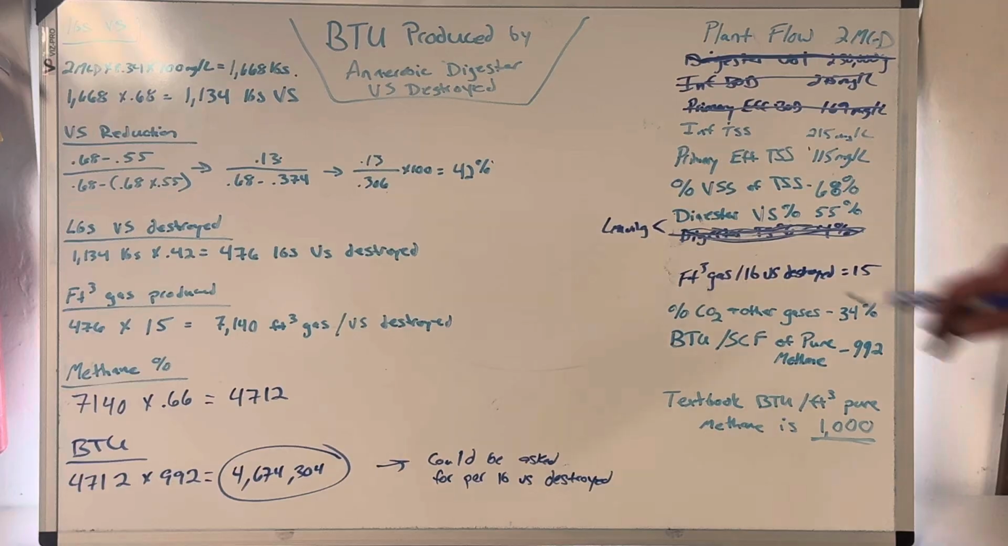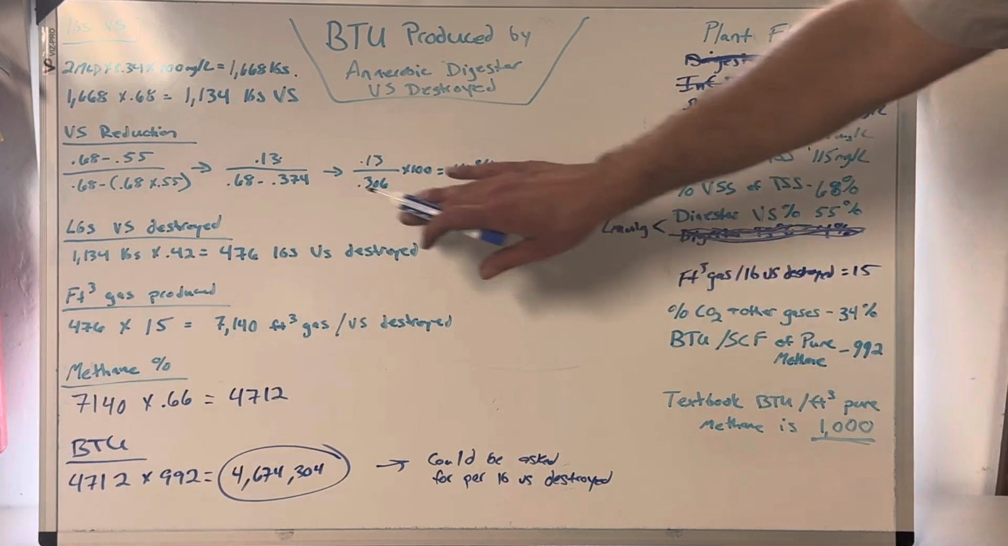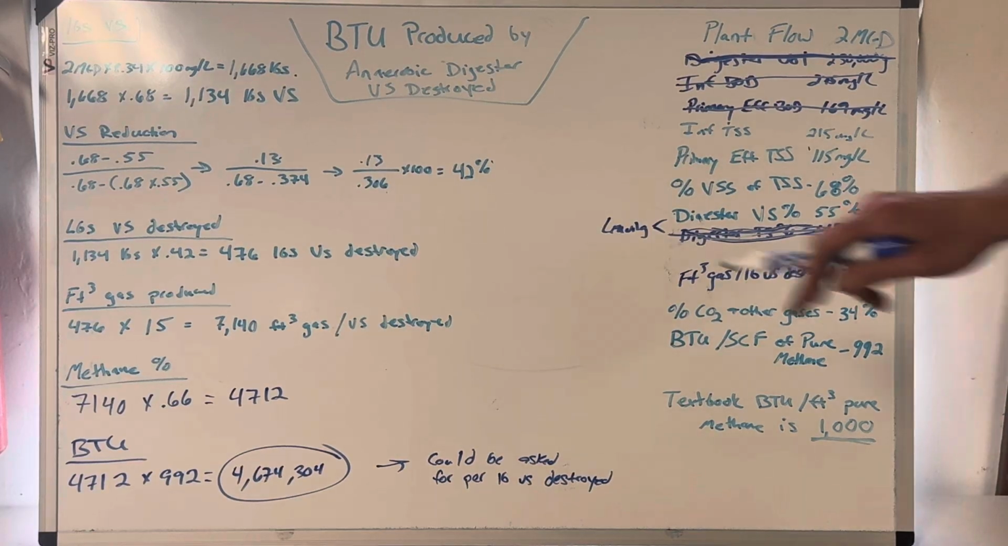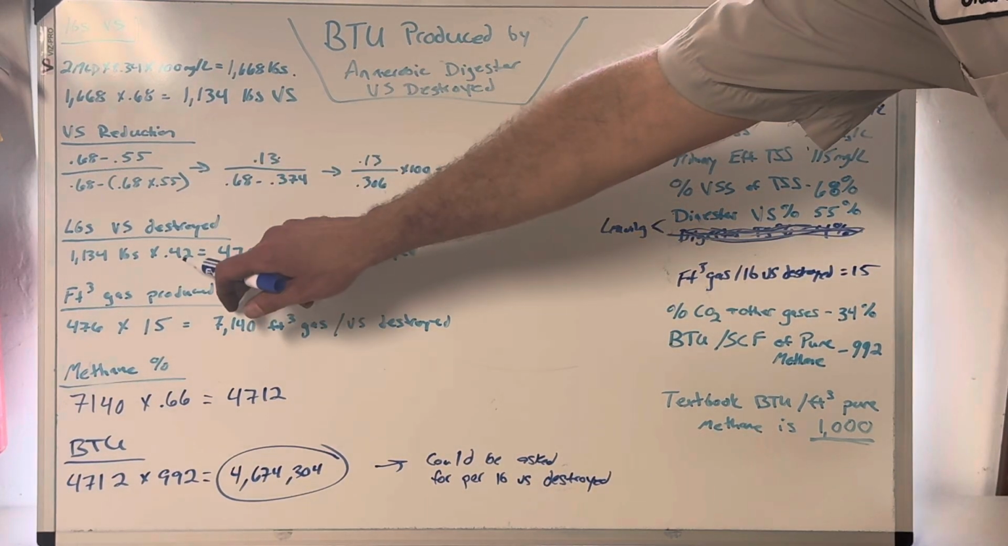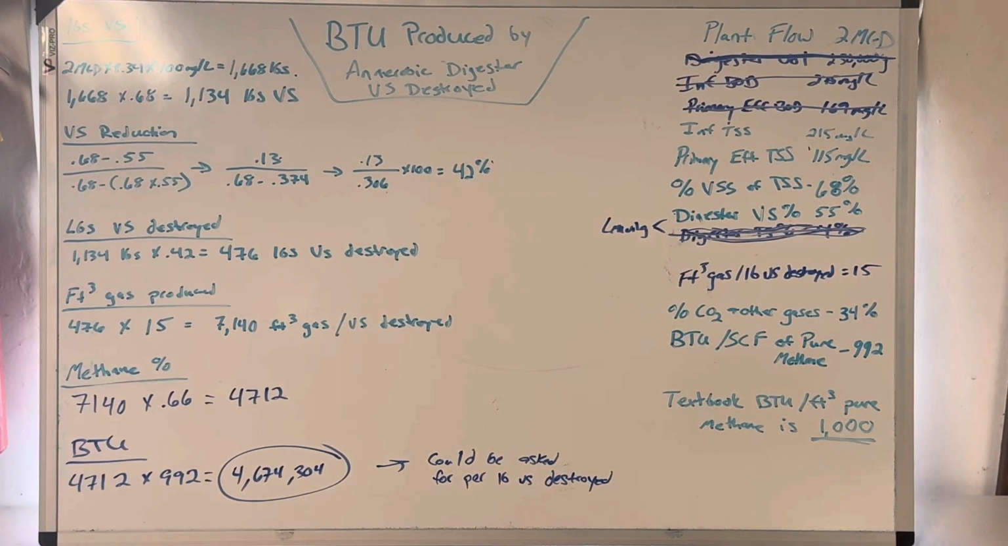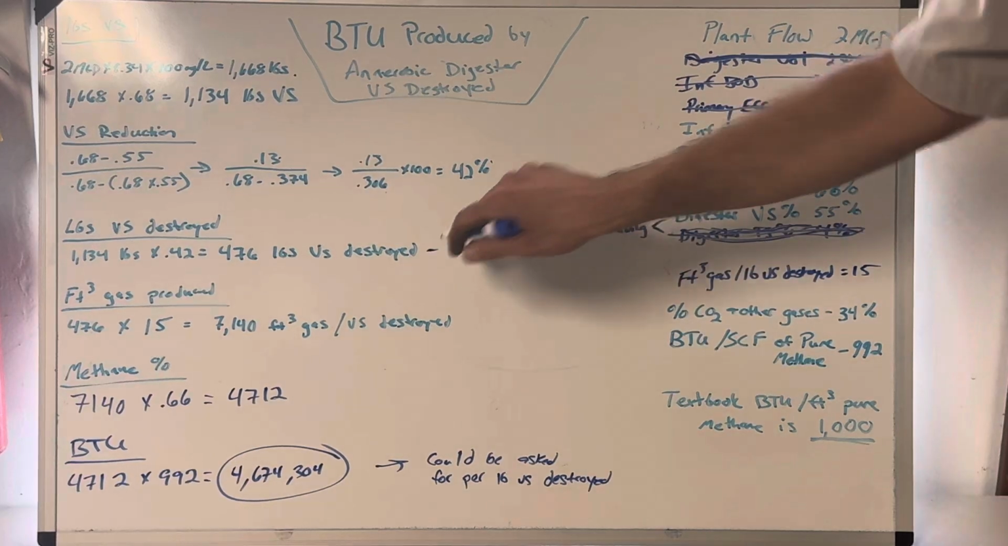So now we've got our volatile solids reduction. Simple grade 2 problem. Pounds of volatile solids destroyed. We just put those together. 1,134 times 0.42, 42%, is 476 pounds of volatile solids destroyed. Okay, that's a grade 3 math problem.